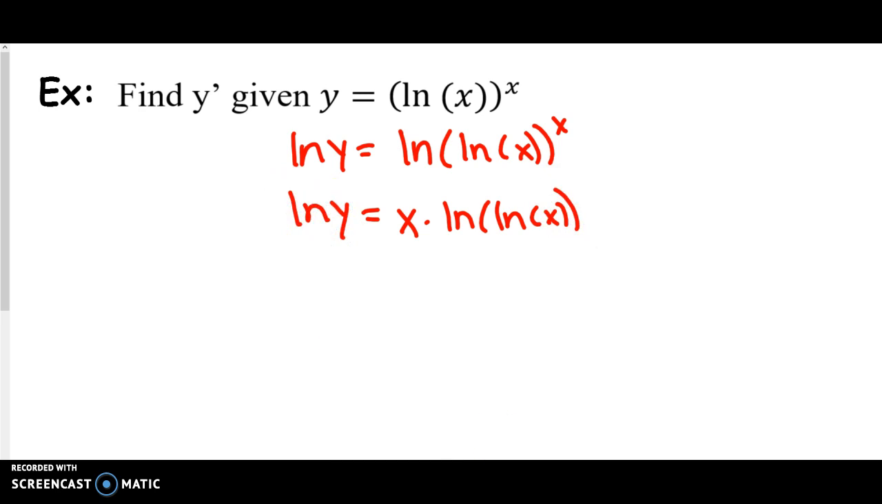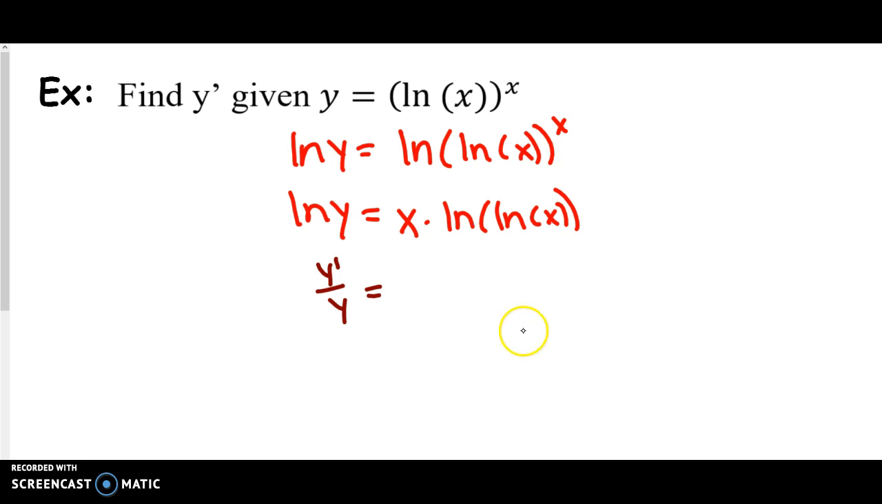Okay. Now, we can totally do this. We can take its derivative because we're looking for y prime. Now, I know that the derivative of the natural log of y is y prime over y. Over here, do we need to use the product rule? You're right. Yeah, we do. Good call.